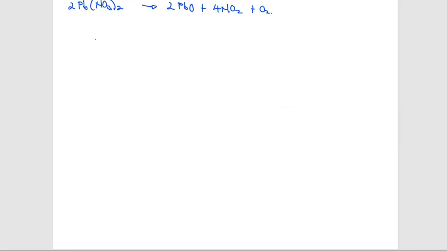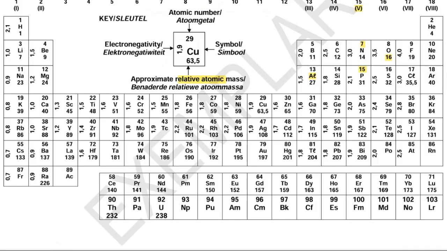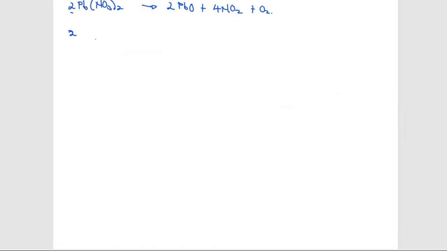So I'm going to start on my left-hand side. I have a 2, so this 2 affects everything there, right? So 2 multiplied by our lead, which is Pb, which is 207. I'm going to use a square bracket, then 2 multiplied by 207. Then lead is only one of it, so I can multiply by 1 and proceed.